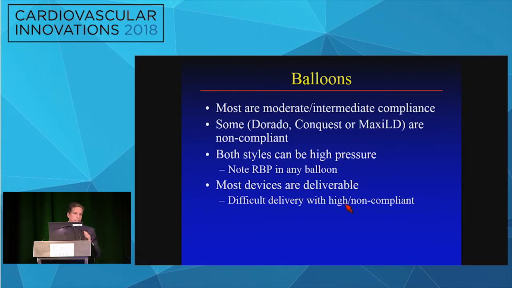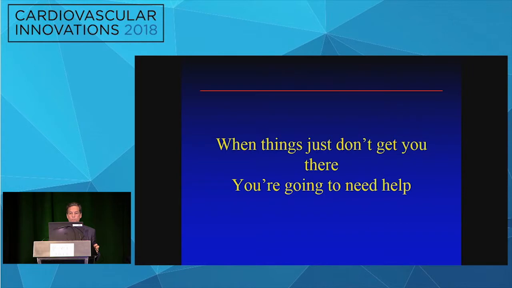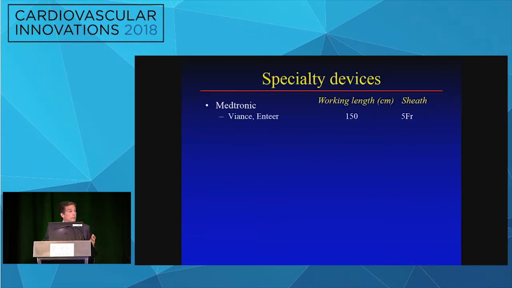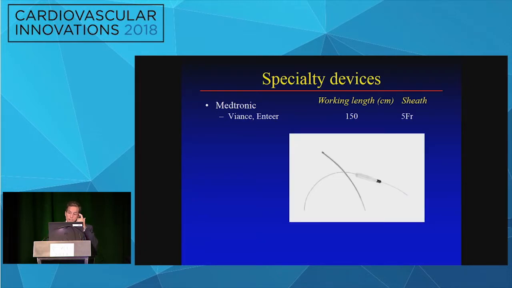And most devices, even today's 035 devices, are almost invariably exceedingly deliverable, much more so than they were in the past. So when things just don't get you there, you're really going to need some help. There are a whole bunch of specialty devices that are made specifically for crossing CTOs. The Viance or Antier has a 150 centimeter working length, 5 French sheath compatible.